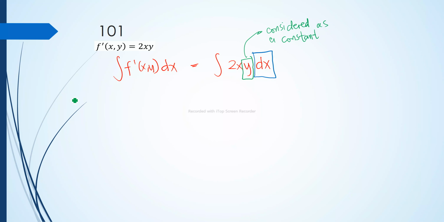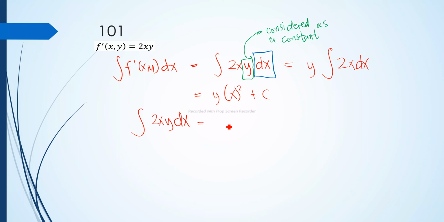If our variable of integration is x, then y will be considered as a constant. Since it is a constant, we just factor that out. We will have y times the integral of 2x dx. By inspection, the integral of 2x dx is x squared, plus c. So the integral of 2xy dx is just equal to x squared y plus c.